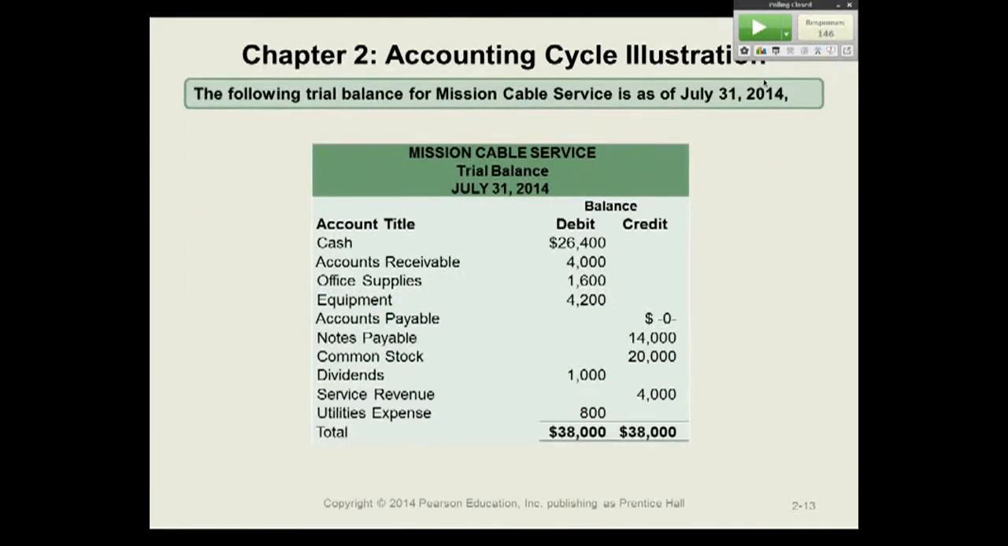All a trial balance represents is a listing of the accounts in their debit and credit columns. Now, where do you get the information from? It's going to come from the general ledger. So if you go back to the ledger accounts, you see that cash is 26.4, and accounts receivable is 4. This is how you build a trial balance. You take the debit balances first, and then the credit balances. So you start with cash of 26.4, accounts receivable of 4, office supplies 1.6, and equipment of 4.2.